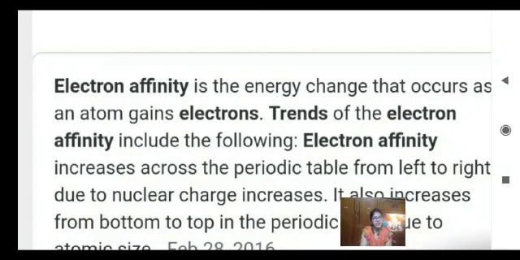Now, what is the trend of electron affinity? Same as ionization energy, it increases in the periodic table from left to right and from bottom to top. So if we go on like this, we will have a trend like this. If this is the periodic table, it will increase from bottom to top in the periodic table and from left to right.